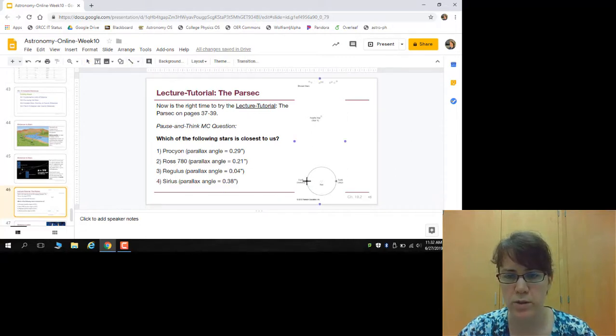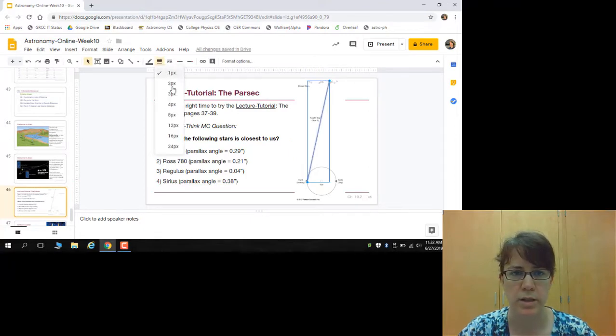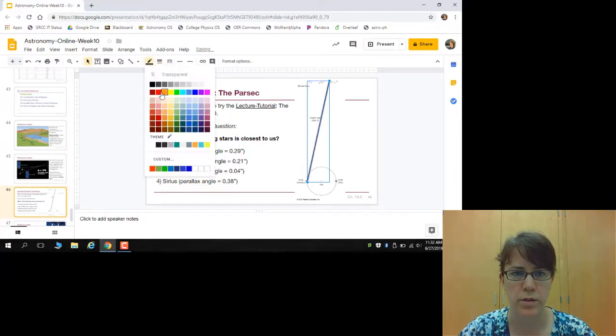And one of the things it wants us to do is to draw a line from Earth through the nearby star out to the distant stars. And you would draw this on your page. So let me make that a little bit bigger so that we can see it.